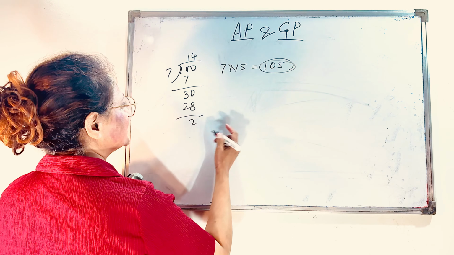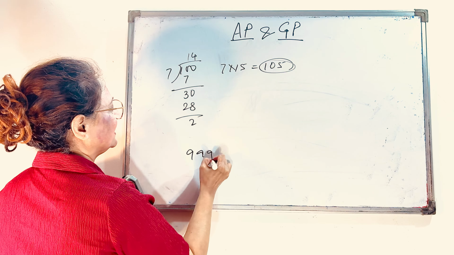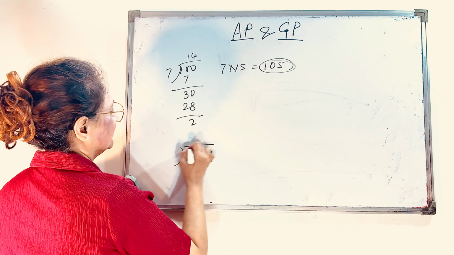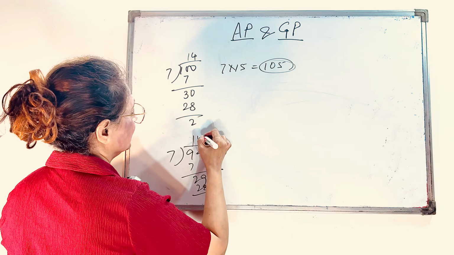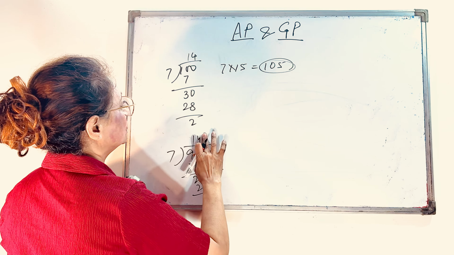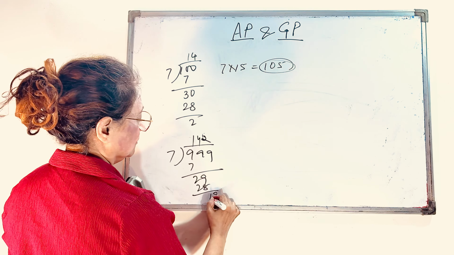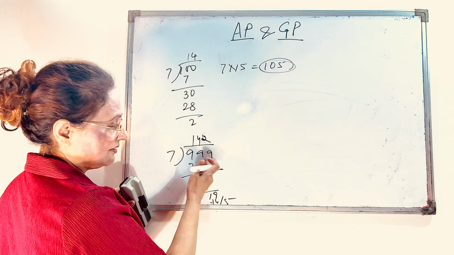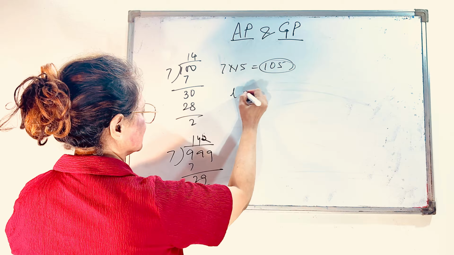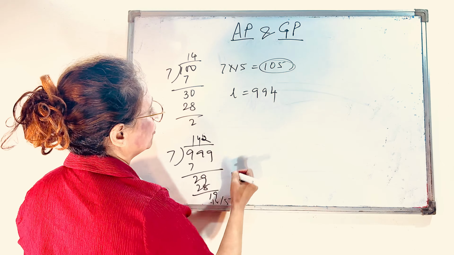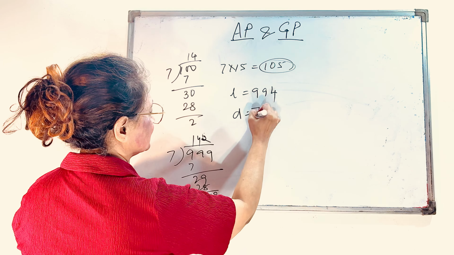All right. Let us see the last term. 999. Divide by 7. 7 4s are 28, 7 2s are 14. Okay, so 5 remains. So 5 less should be divisible. So the last term is 994 and d is 7.